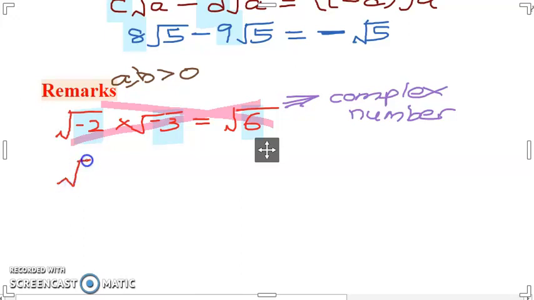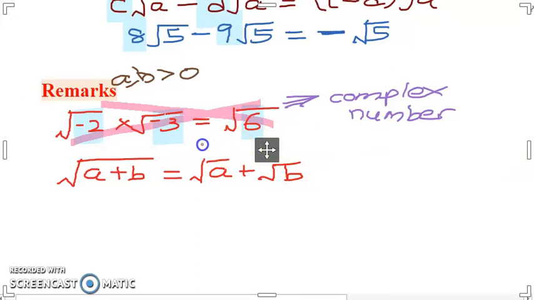Don't mix up the case of addition with the concept in multiplication, such that you have the idea that the square root of a plus b, you can break it to become square root of a plus square root of b. This is totally wrong. They are not equal to each other.